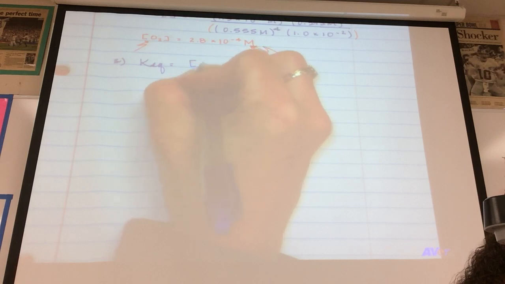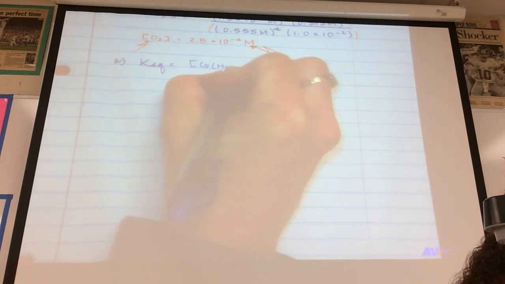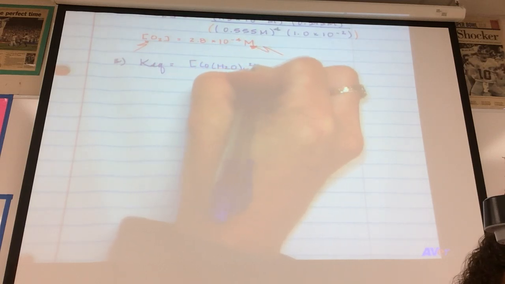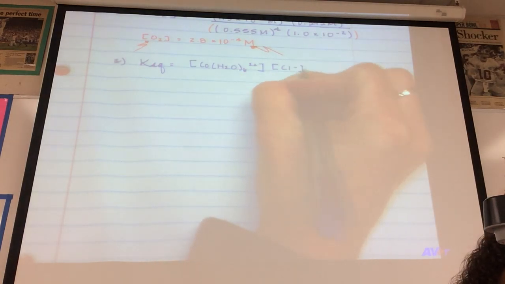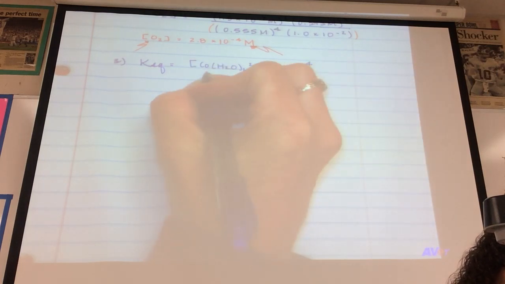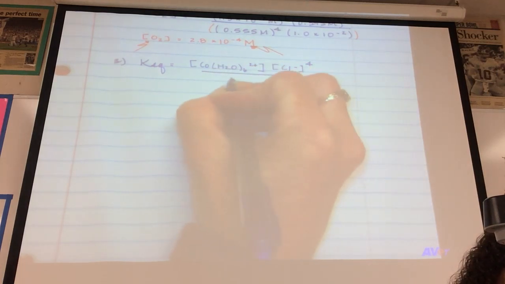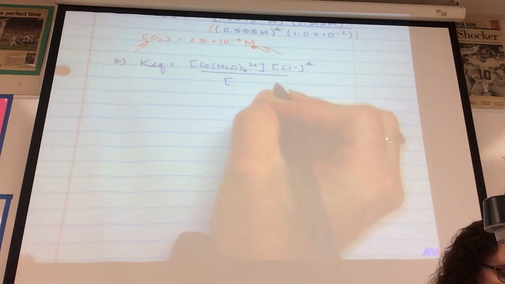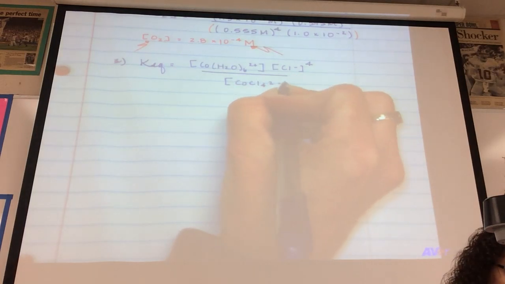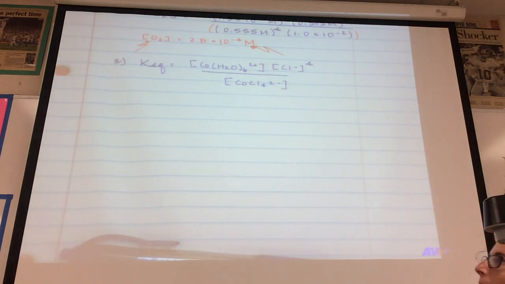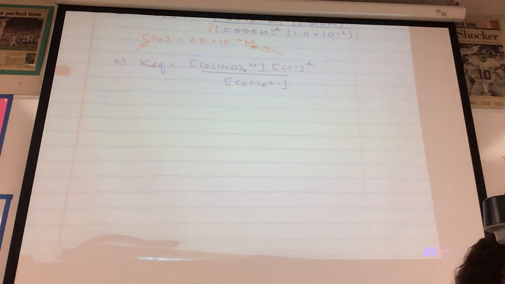Products in the numerator. Why am I taking chloride ion to the 4th power? Coefficient? So there's my KEQ expression. Now what do I want to solve for? The chloride ion.